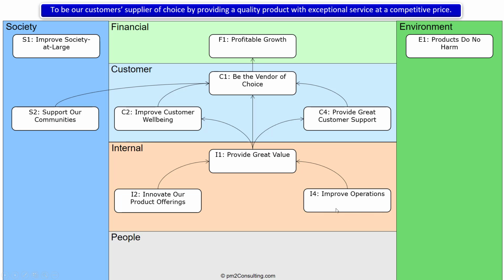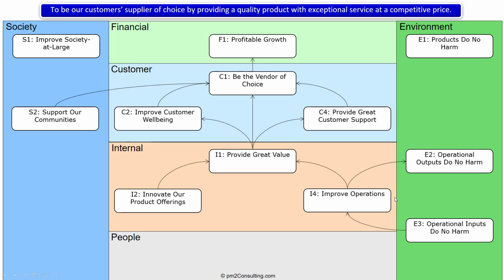Now, operations have a huge impact on the environment. So the first thing we want to do is make sure that our operational inputs do no harm. So what we consume, that our water is consumed in an economically and socially acceptable way, and so forth. We're reducing our carbon footprint and so on. And that as a result of our operations, our outputs and effluents do no harm.